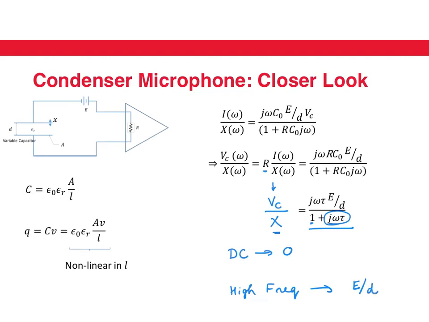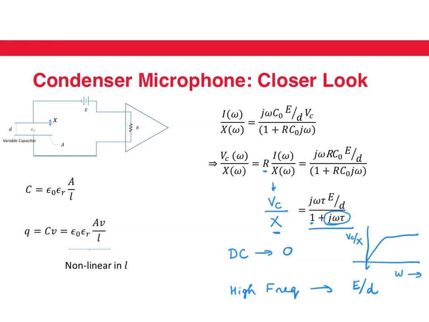And what happens at medium frequencies? The gain is going to increase and become E over D. So the gain frequency curve, if you plot omega versus Vc over X, is going to look something like this. And therefore this has something like a high pass characteristic.